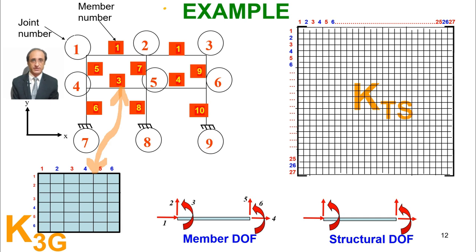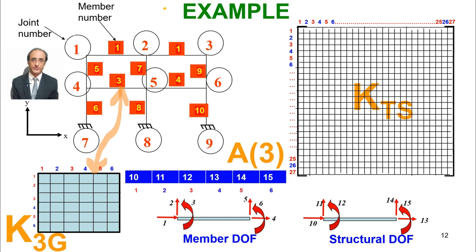Now what are the structure degrees of freedom? Here joint number 4, joint number 5. 4 means the last should be 12. 12, 11 and 10. 10, 11, 12, right? So we have 10, 11, 12. And on this side we have 5, that is 15. So 13, 14, 15. So this is understood?